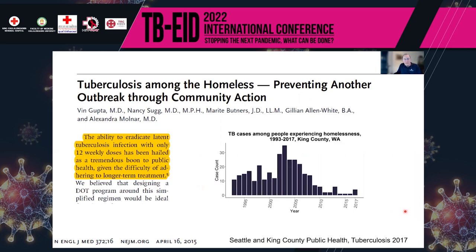They partnered with a community group and with a bakery. They brought the individuals who needed the preventive therapy to the bakery every Saturday, fed them some pastries and coffee, and gave them their 3HP. And you can see by doing this, they essentially eliminated this outbreak of tuberculosis in the homeless population.